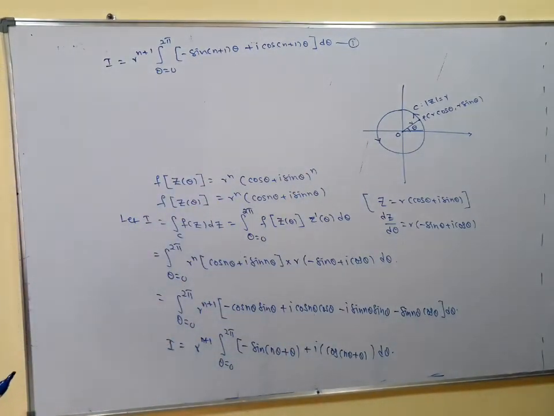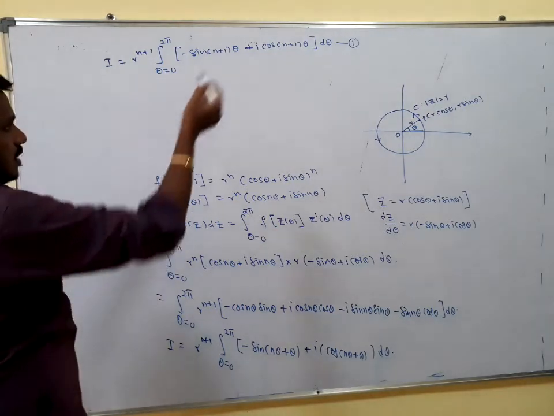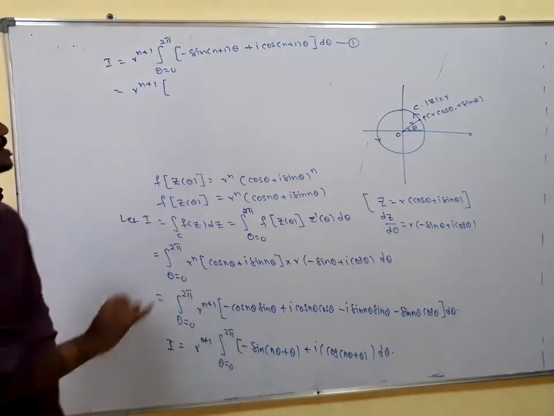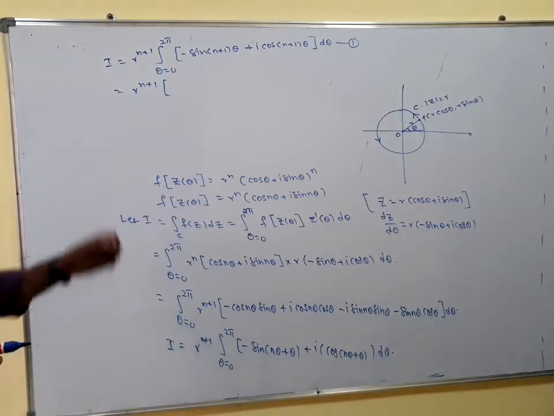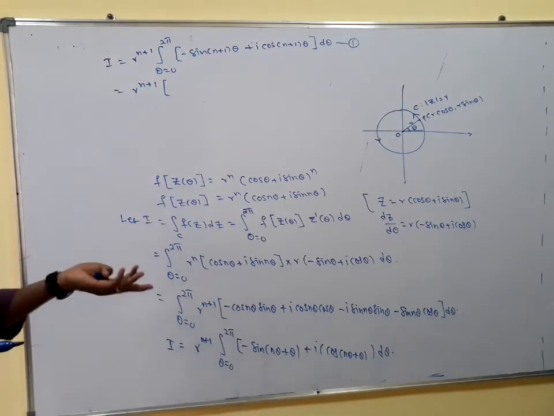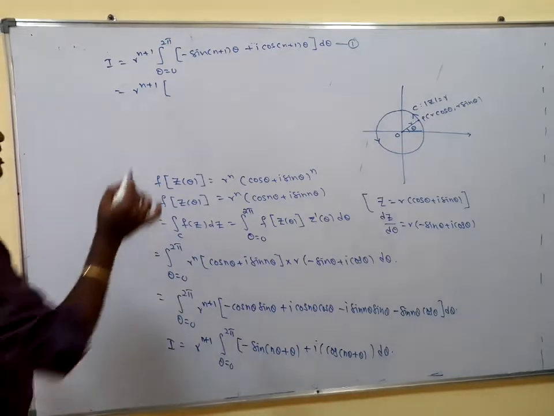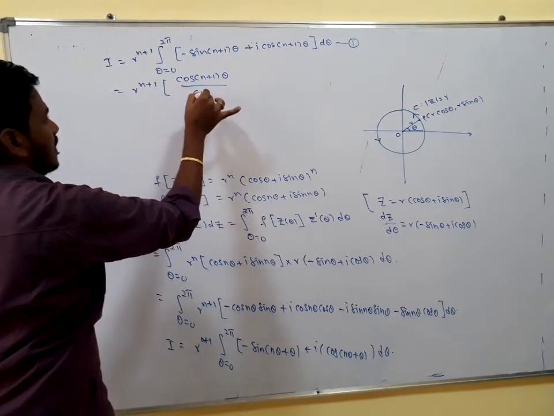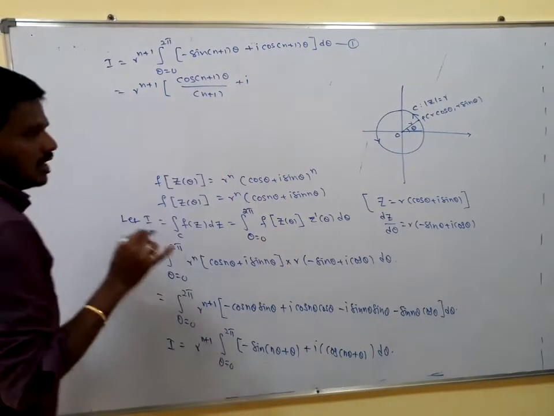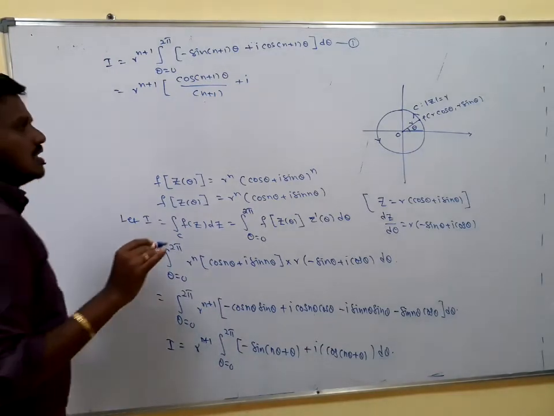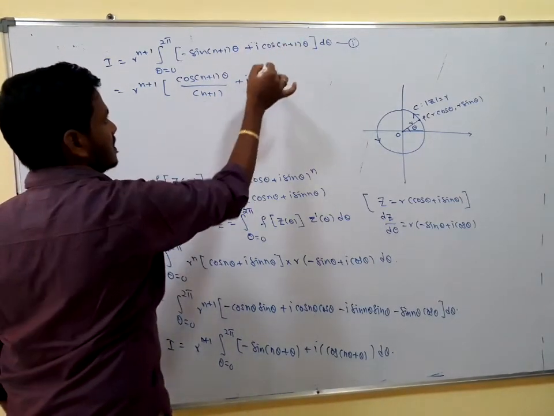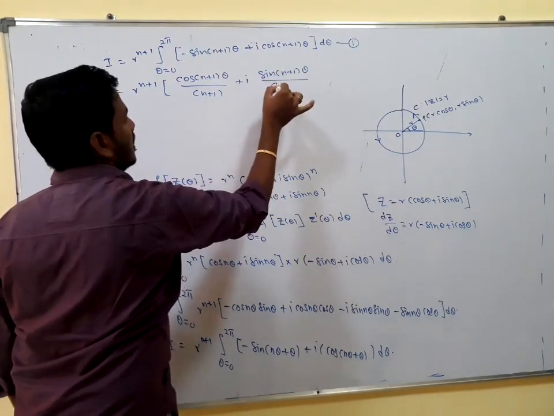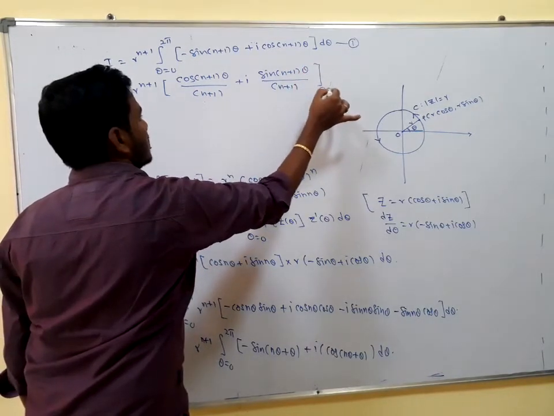Now I am going to integrate with respect to theta. So this can be written as r to the power of n plus 1. Here the integration of sin theta is minus cos theta, and since there is already a minus, minus into minus gives plus. So here it is cos (n plus 1) theta divided by n plus 1, plus i into the integration of cos (n plus 1) theta d theta, which is sin (n plus 1) theta by n plus 1, where theta goes from 0 to 2 pi.